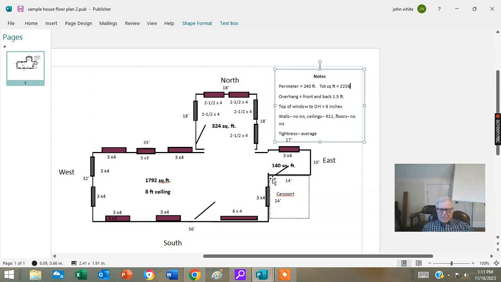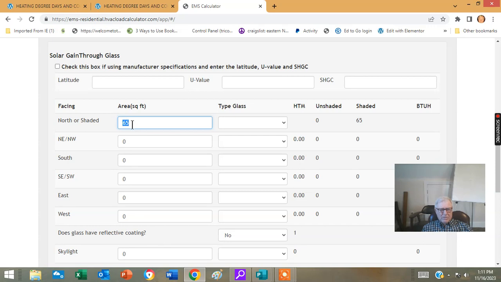You'll notice this has got a carport right here. It's facing east. There's a window here that's shaded. It's 12 square feet. So we're going to have to go back to my calculator and add 12 square feet to the north because it's shaded. So that's 77 square feet of total area that is north and shaded, of course. So we have 77. The next question is how many square feet of windows do we have facing south?